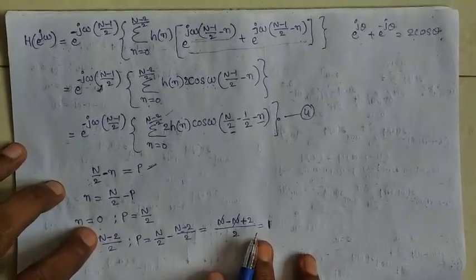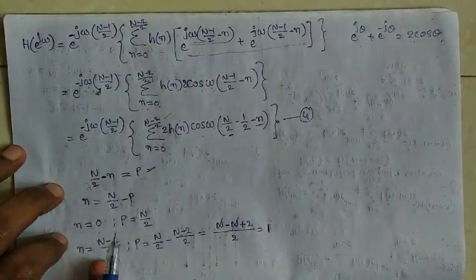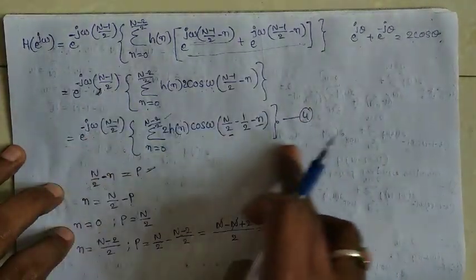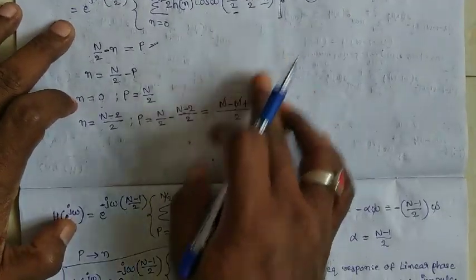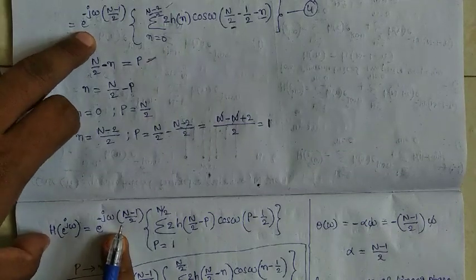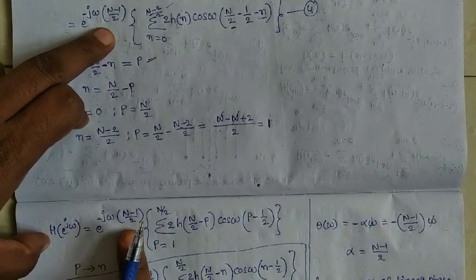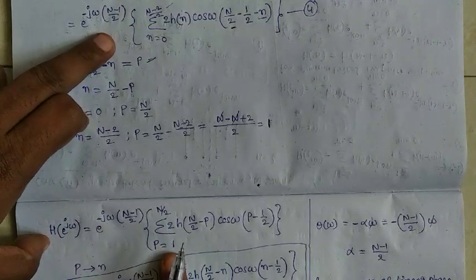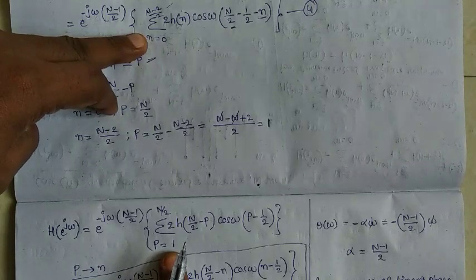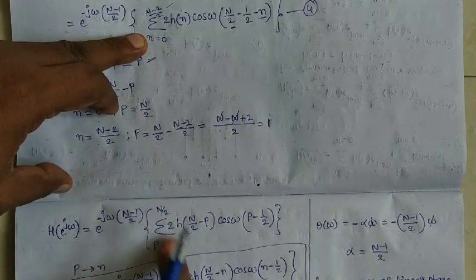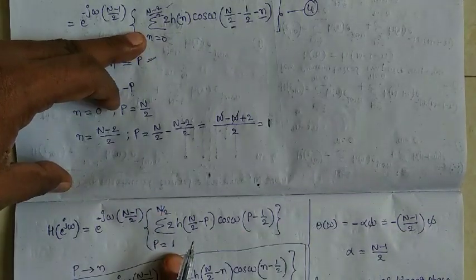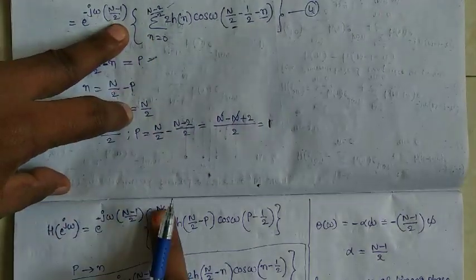Here I am substituting these values in the above equation, in the fourth equation. The resulting equation is like this: H of e power j omega is equal to e power minus j omega of capital N minus 1 by 2, of summation p is equal to 1 to, corresponding n is equal to 0, p value is N by 2. Interchanging the limits has no effect on the summation. Here p is equal to 1 to N by 2.